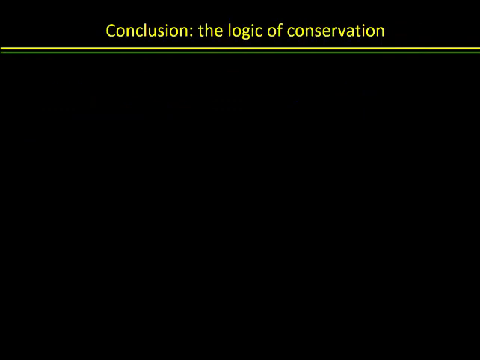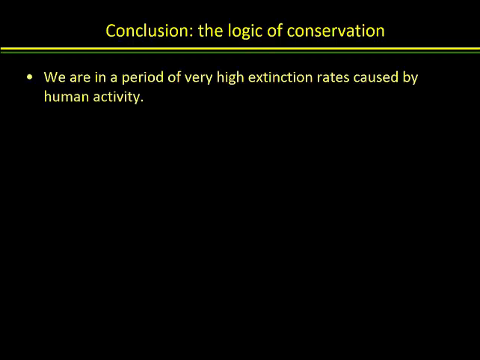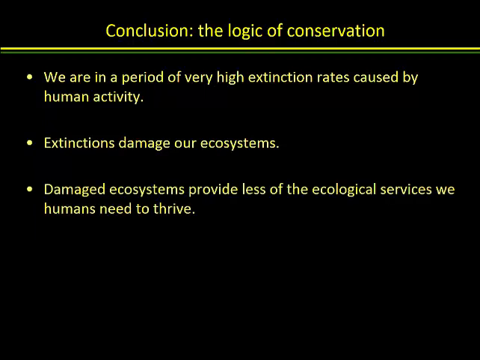So I want to wrap it up here with checking in on the logic of conservation, why we should protect species for our own self-interest. We're in a period of high extinction rates. That's something completely under our control, and we can stop. Extinctions, of course, damage our ecosystems. They remove the species that make our ecosystems work. Damaged ecosystems are going to provide fewer of the ecosystem services that we depend on. So if we're going to save, or when we save biodiversity, we're also saving ourselves at the same time.